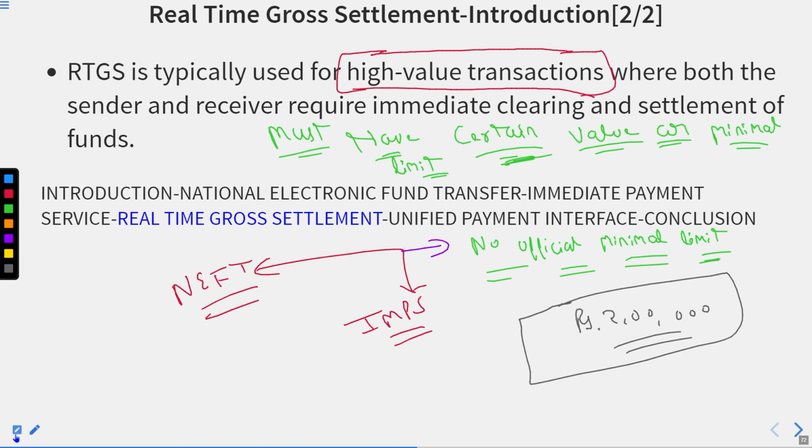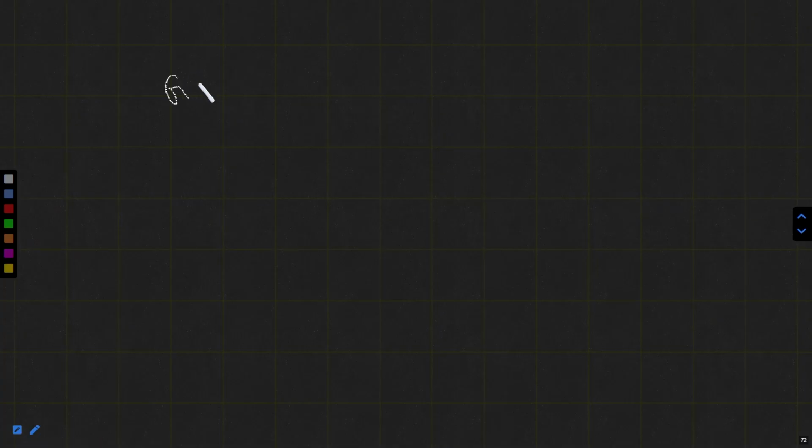Alright. Thereafter, if we talk about the gross basis, the second one was gross basis and the individual transactions.